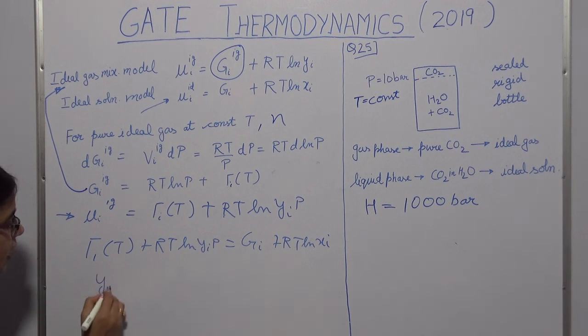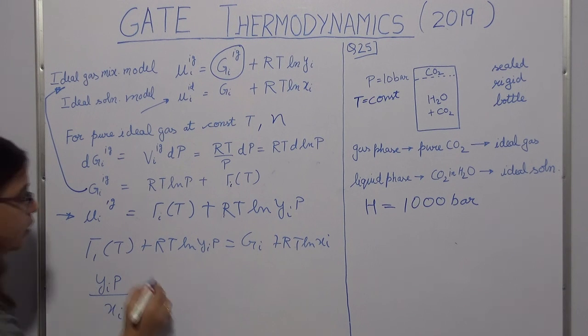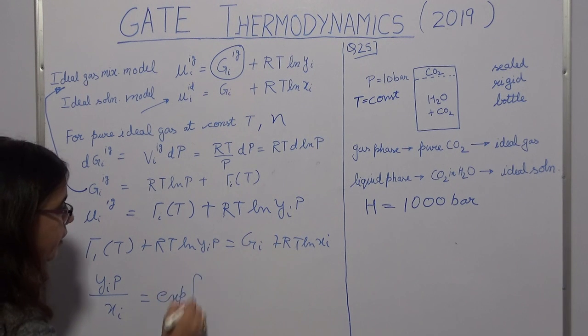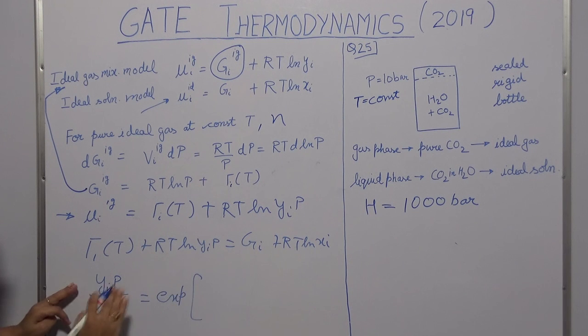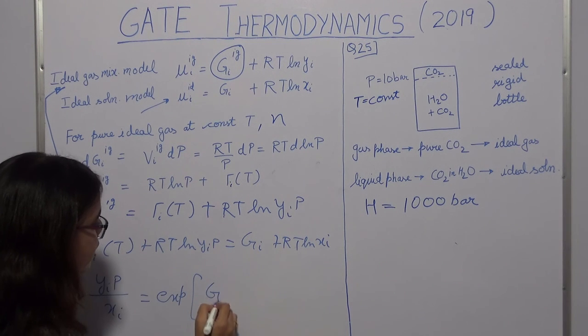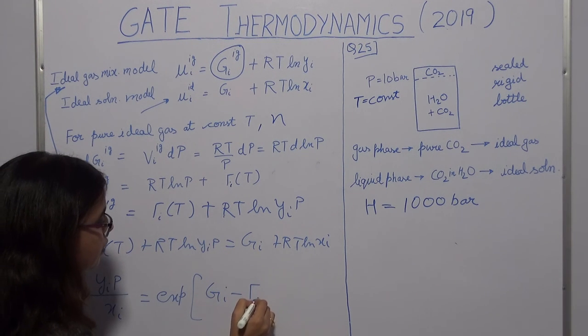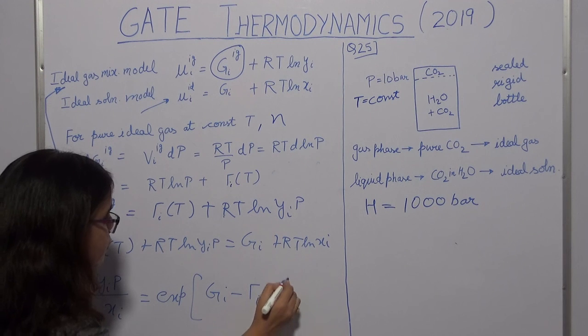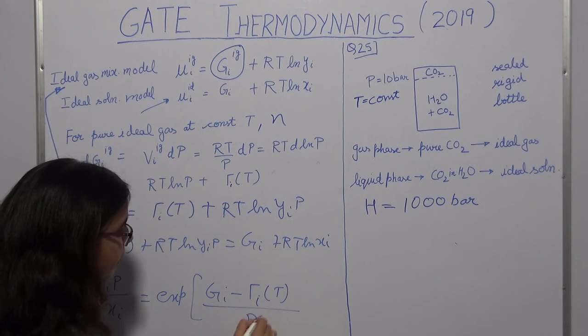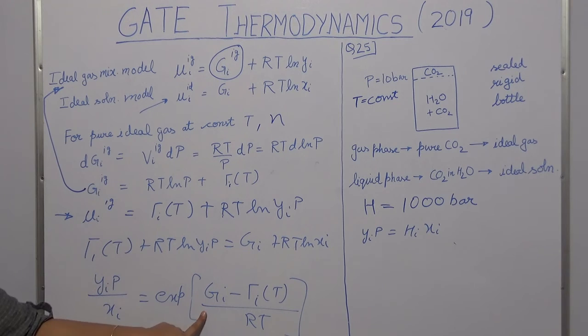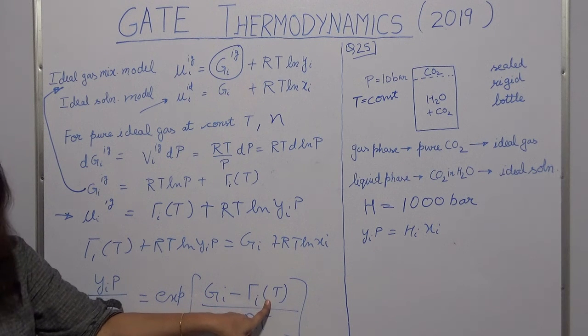So what I get is yi P upon xi, that is equal to exponent of (yi P minus xi), so I will take it over there, gi minus that constant of integration, which is a function of temperature, divided by RT. So in this case, gi is a function of temperature and pressure. This is a function of temperature, okay.